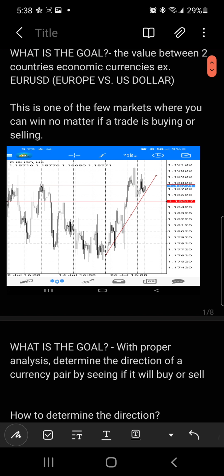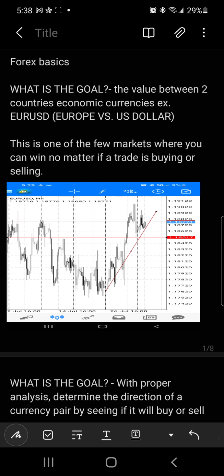So first thing is, what the hell is Forex? Forex is going to be the value between two countries' economic currencies. So let's just say like the value of the US dollar versus Europe and vice versa. This is one of the few markets where you can win no matter if the trade is buying or selling. So if it's buying, as in this chart you see here, it's going upward. Alrighty, and if it's selling, it would be going downward. Simple.